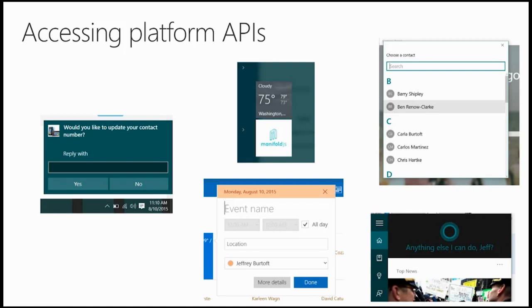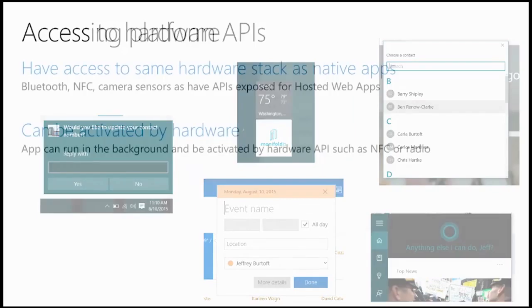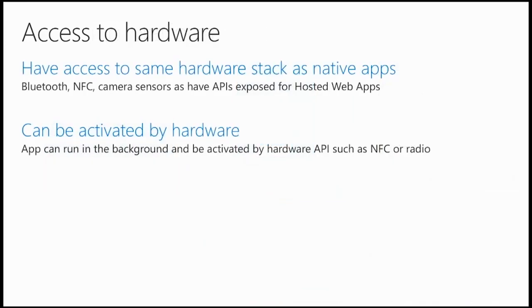You could choose contact information. In Windows 10 we have a People app where you have all of your contacts. Well, inside of your hosted web app you can get access to those contacts if you'd want to. This, of course, next to getting access to hardware.